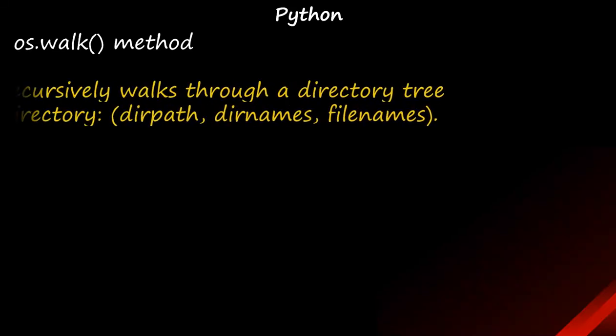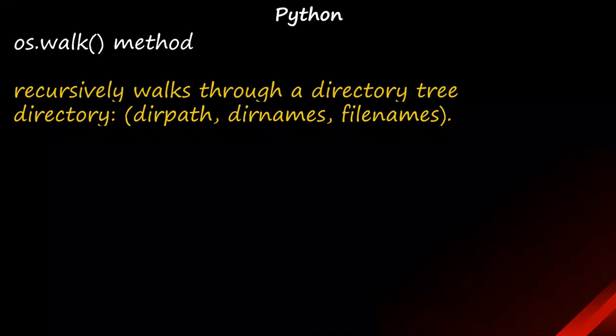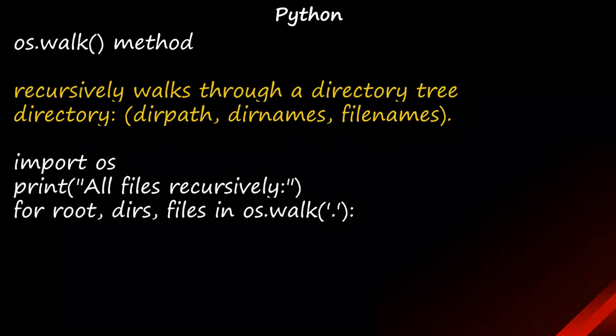Next is walk. The os.walk method recursively walks through a directory with a tree structure. If you're using the walk method, you can have the directory path, the directory name, and the file names. This kind of information you can print with the walk method. So how to do this? Import the os module first and let's print all the file information with walk, which includes the root directory.